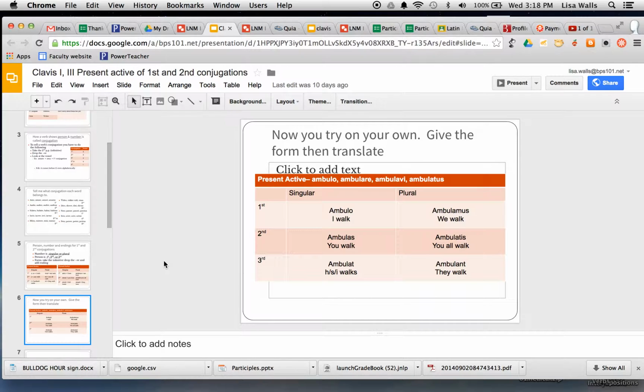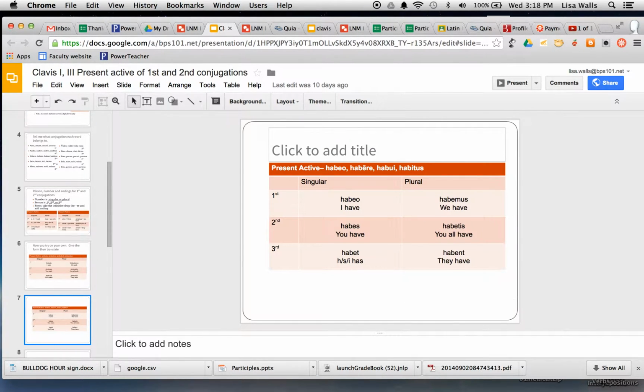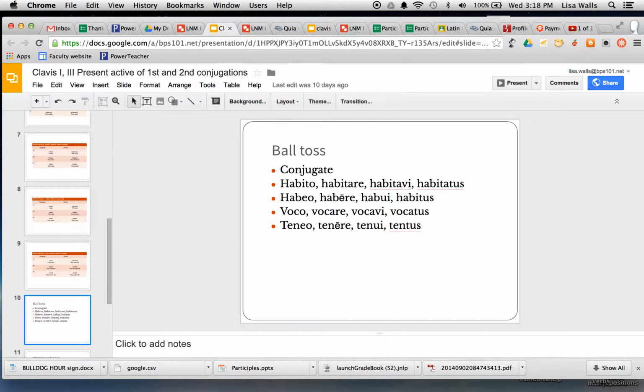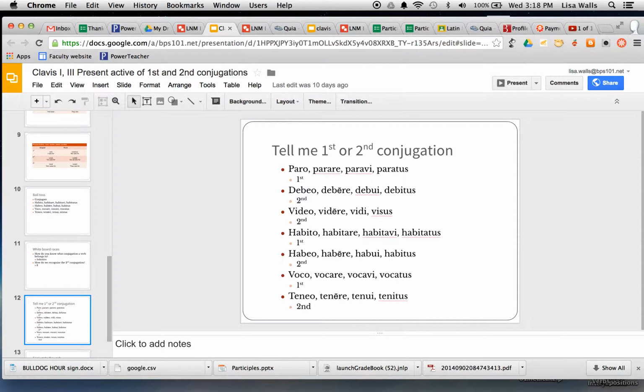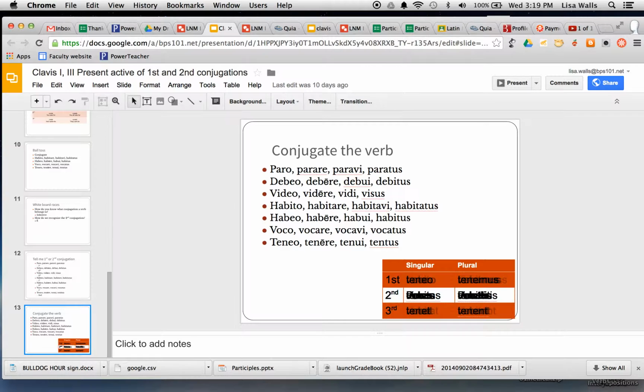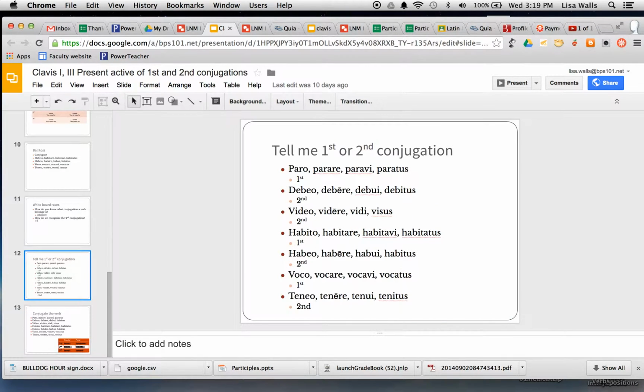Alright, so then we basically went through and tried some on our own. So you can feel free to do these again or play the games. But that is basically the overview again of how you conjugate. Remember, we did the ball toss, we did some whiteboards. You told me if things were first or second. And then we conjugated the verb. Feel free to actually start this presentation itself. It takes you through how to conjugate the verb and does some awesome animations for you so that you can see those. Okay, so feel free to do those. And that is conjugating verbs.